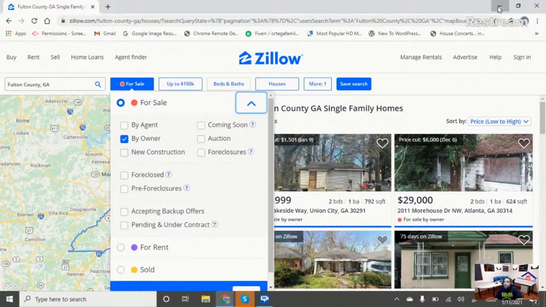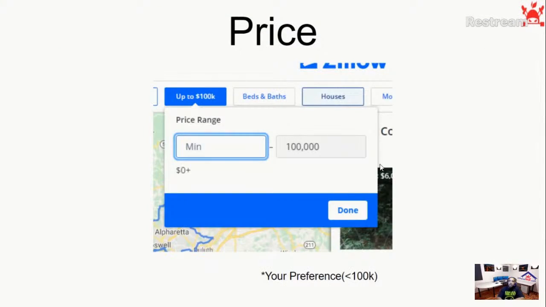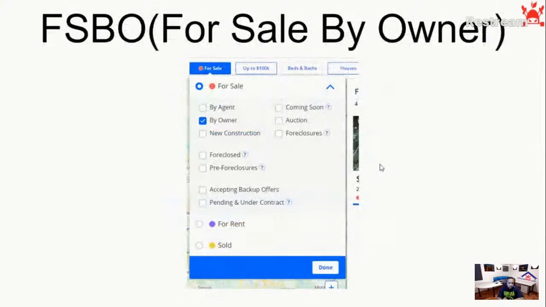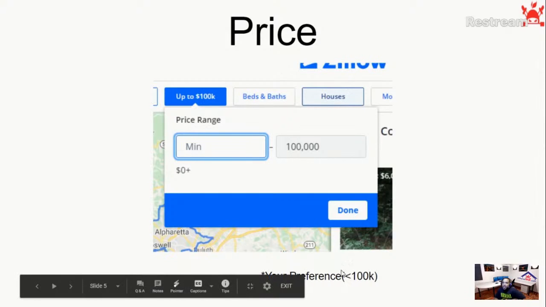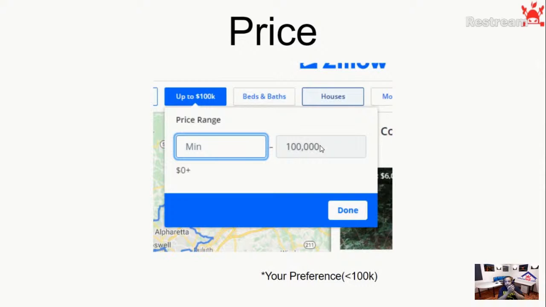So let's go back here. All right, so the next step, I just rebuild it. So the price. So this is really your preference. The price. I usually go for less than 100,000, because in my market, that is a good wholesale deal. I have seen and have wholesaled properties over 100,000. However, most, I would say about 95% of them are going to be under 100,000 in my market. That may be different in your market. So I just say that it's your preference.